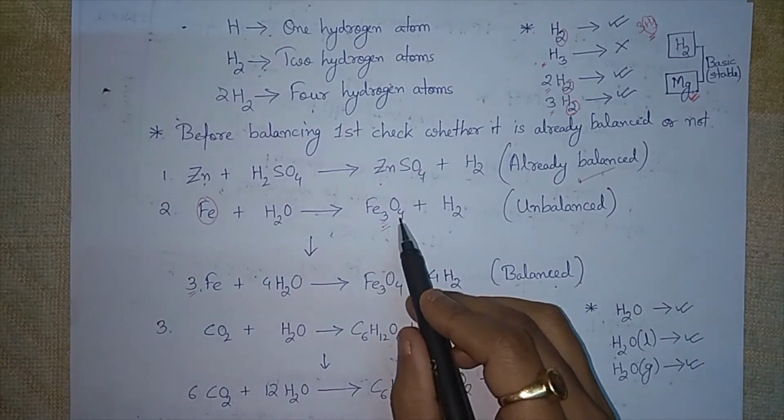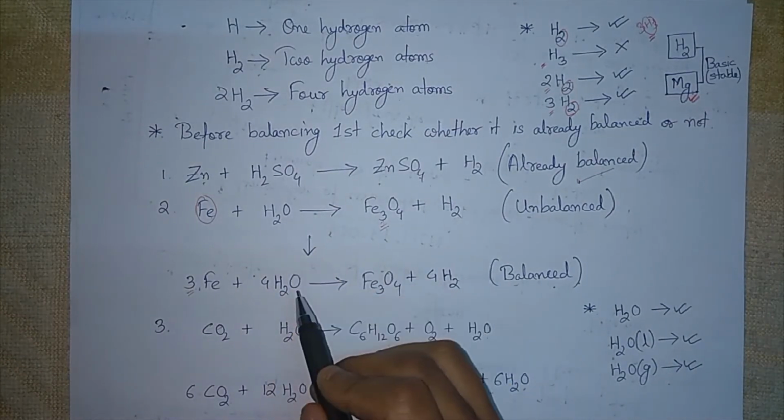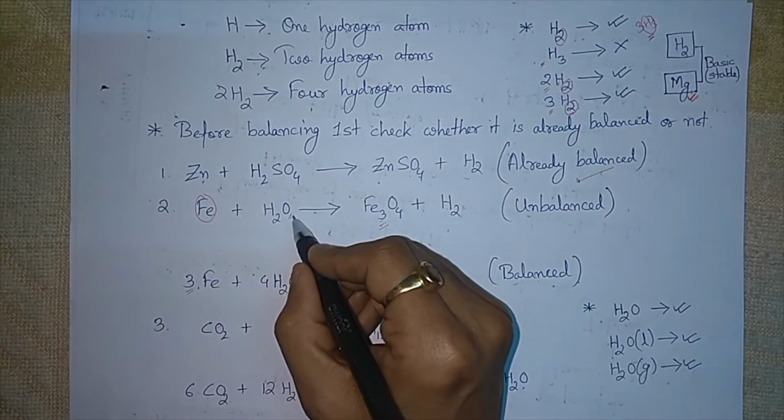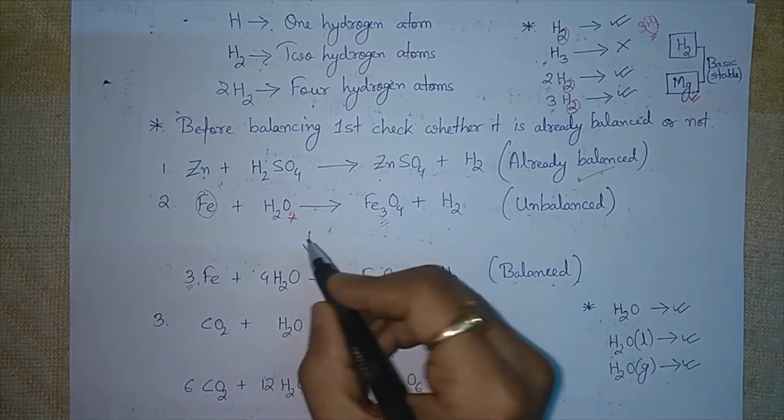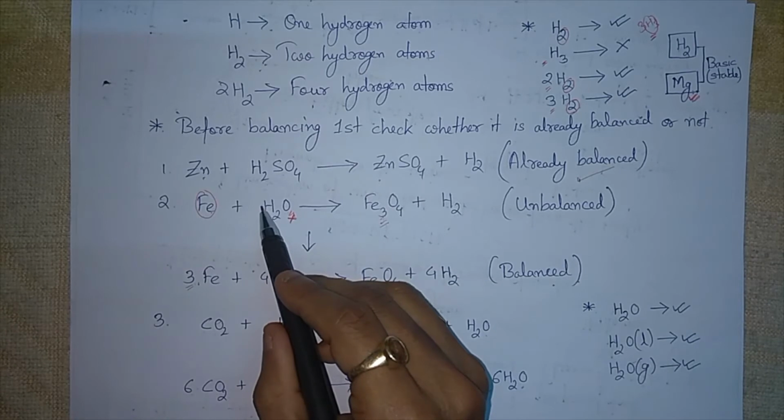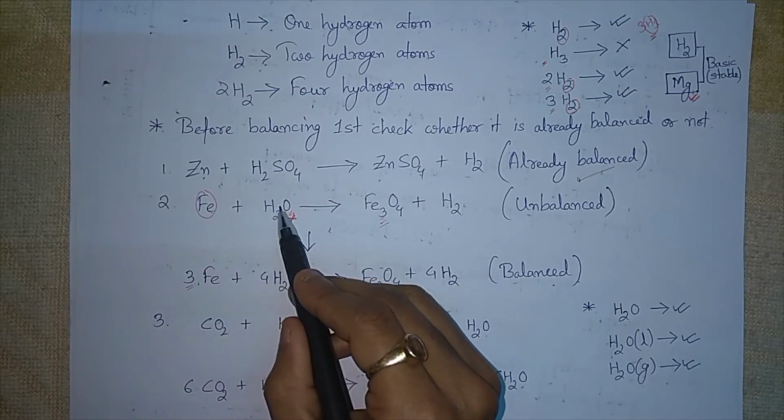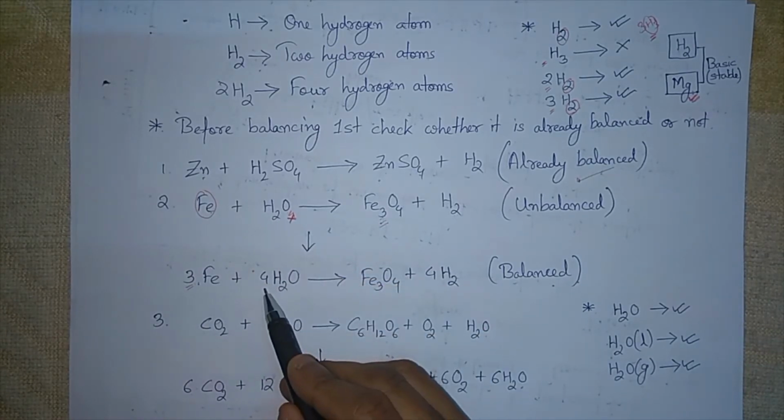Oxygen was 4. Here it was 1. So I am putting 4 here because I cannot put 4 here, it is impossible. But I can put 4 here. I cannot put 4 here also because it will be in between. So I can put 4 here.